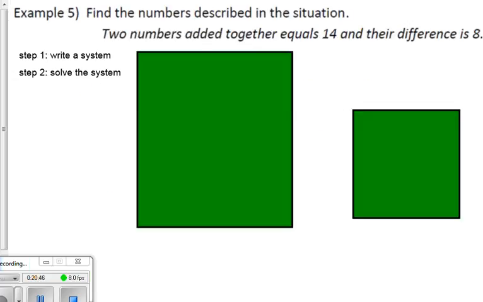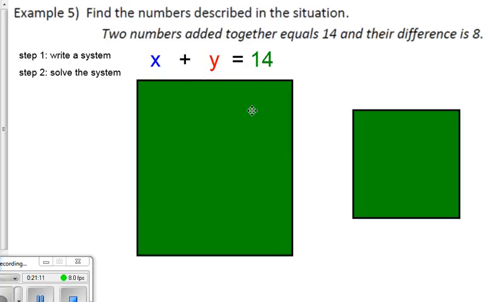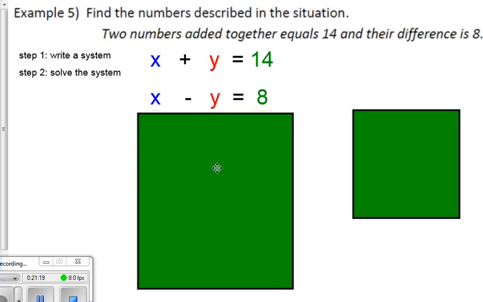All right, we have our last example then. For example 5, it asks us to find the numbers described in this situation. It says two numbers added together equals 14, and their difference is 8. So step 1, we need to write a system for that, and then step 2, we need to solve it. For my two numbers, I'm just going to call them x and y, and I know when I add x and y, I get 14. So x plus y equals 14. This word difference means subtraction, so when I subtract them, I get 8. So x minus y equals 8. That would be my system that I'm trying to solve here.